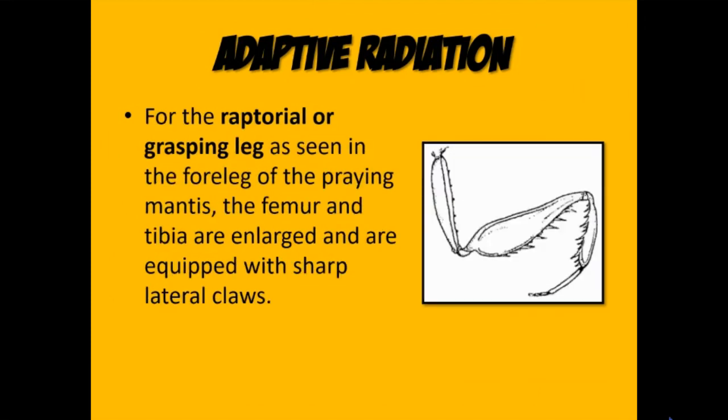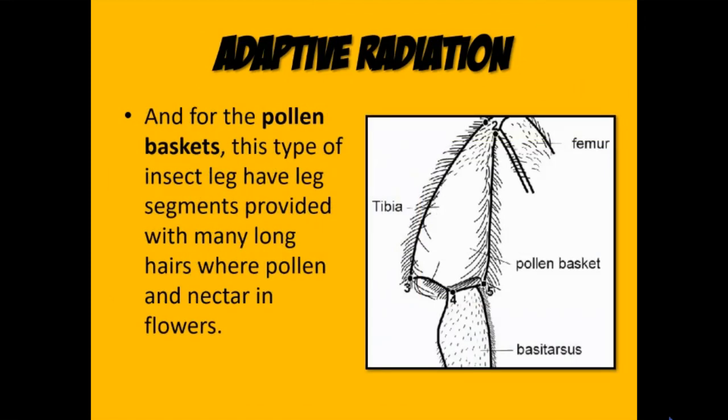Next is the raptorial or grasping leg, no? And as seen in the foreleg of the praying mantis, the femur and tibia are enlarged and are equipped with sharp lateral claws. Next is the pollen baskets. This type of insect leg have leg segments provided with many long hairs where pollen and nectar in flowers are collected.